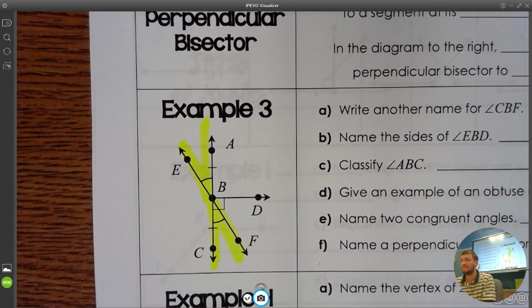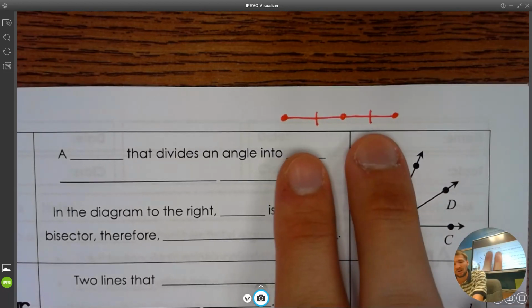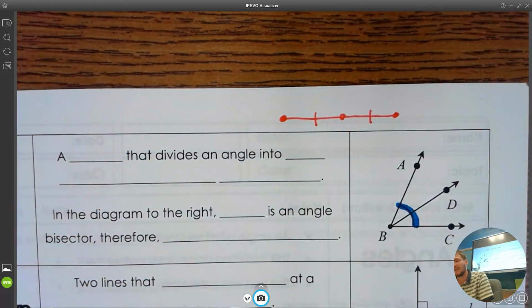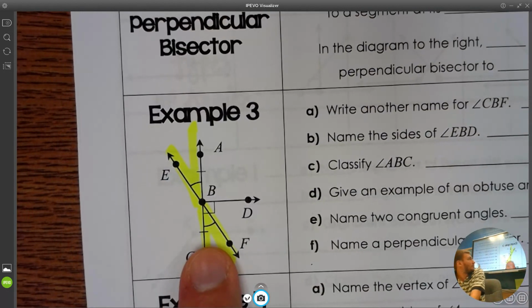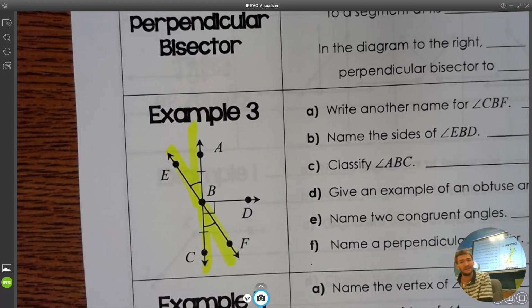Just like when we have these bars, they're guaranteed to be equal. Angles that have the curves in the corner, the curves near the vertex, if you want to be super geometry about it, they're guaranteed to be equal.